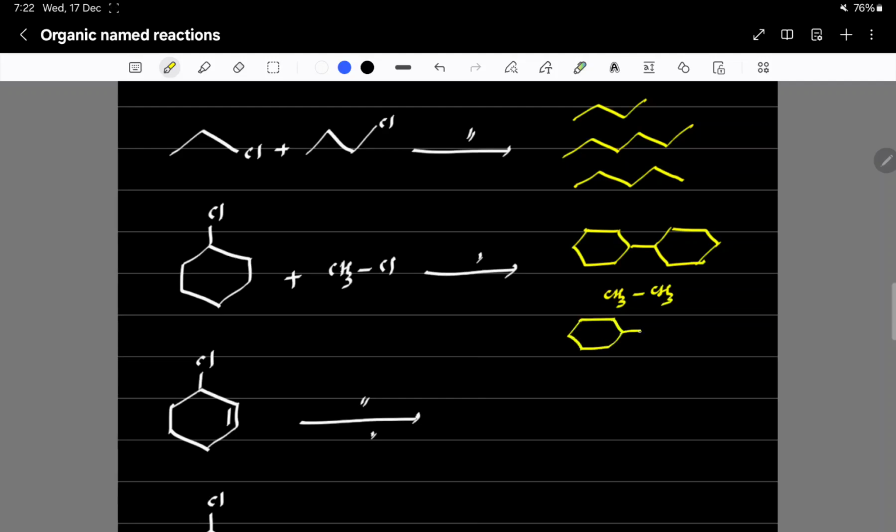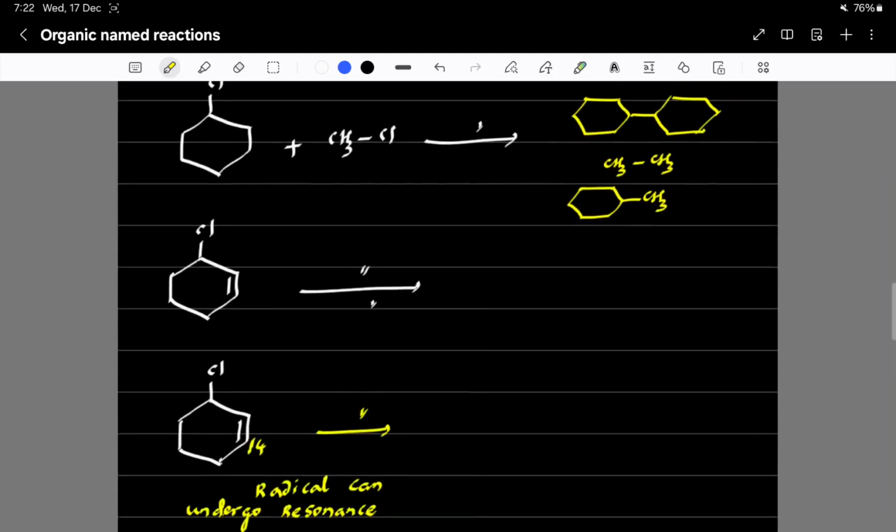So then it is undergoing the cross coupling, then we will get cyclohexyl methane, right? Now methyl cyclohexane. Now similarly, look at this, student. If any unsaturated bonds are present, student, delocalization is possible, right? Now look at this. For example, if it forms a double bond, and here we have a radical, right?